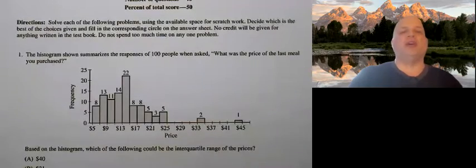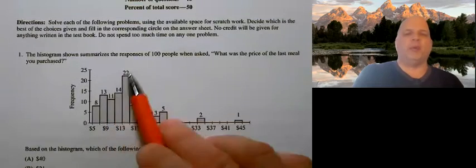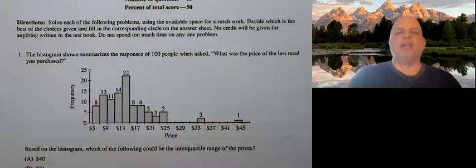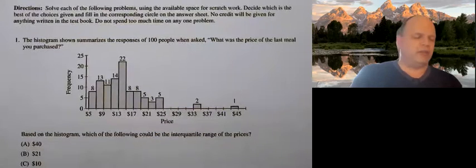So the histogram summarizes the responses of 100 people when asked, what was the price of the last meal you purchased? So basically, for each one of these, we should be able to add them all up and we'd get to 100. Based on the following, which could be the interquartile range of the prices?